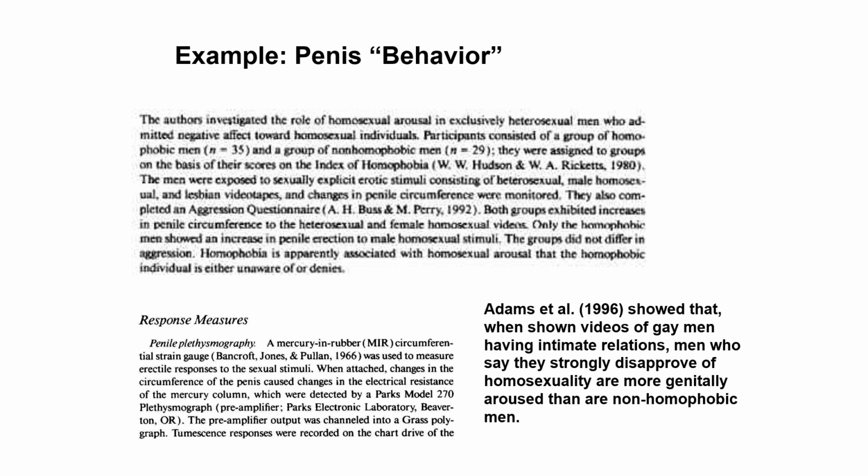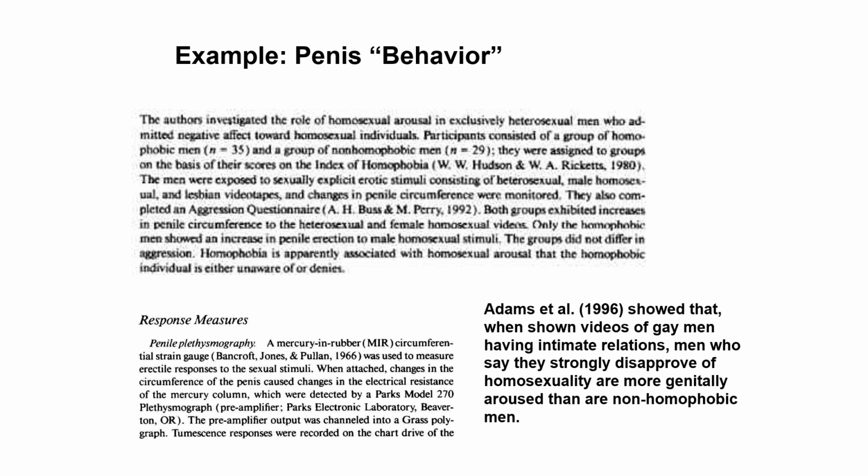The men were exposed to sexually explicit erotic stimuli consisting of heterosexual, male homosexual, and lesbian videotapes, and changes in penile circumference were monitored. So that's one way they can measure arousal, by the way, with a penile gauge, and it basically is a gauge that measures how much blood flow or erection forms in the penis. Both groups exhibited increases in penile circumference to the heterosexual and female homosexual videos. Only the homophobic men showed an increase in penile erection to male homosexual stimuli.